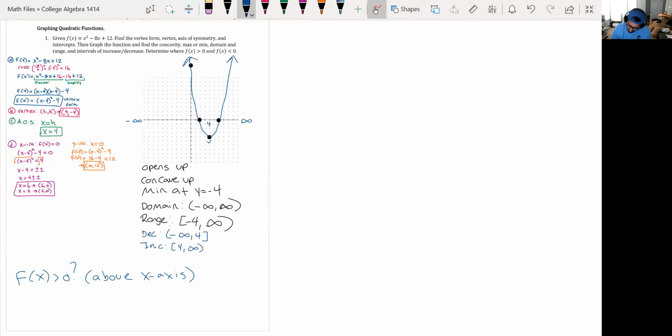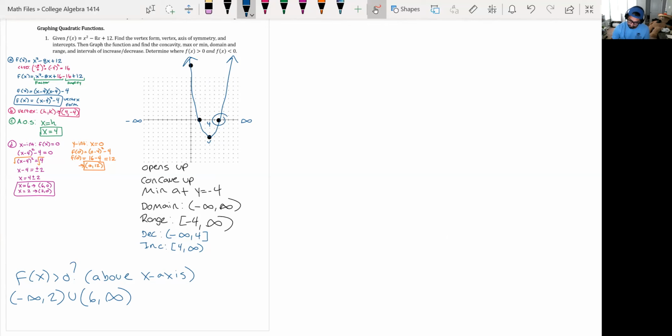So where are we above the x-axis? And that would be here and here. So how do we state that as x intervals? Well, we'll say from negative infinity to this first x value, which is 2, union, we start again at this x value, which is 6, and head towards infinity. That's where we are above.